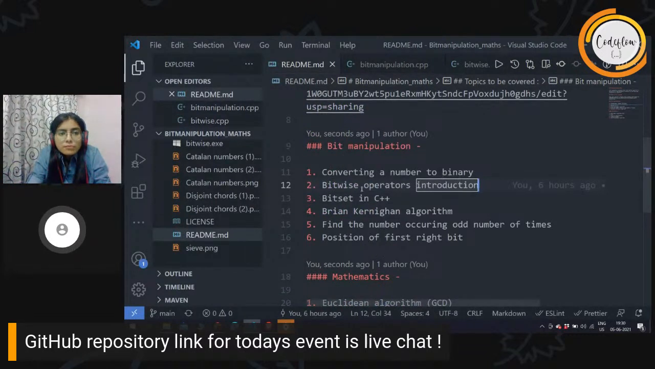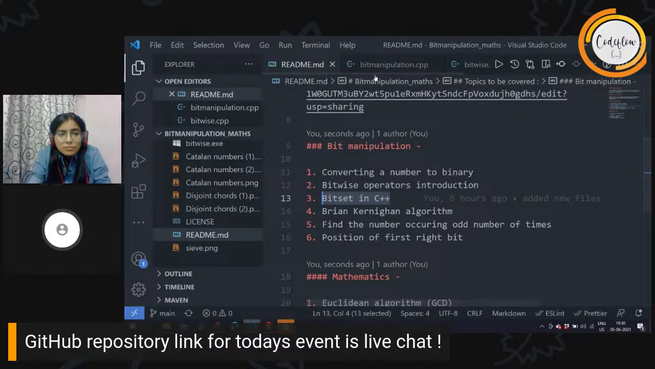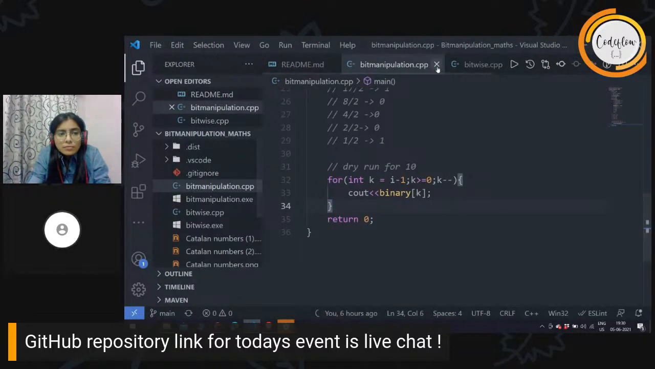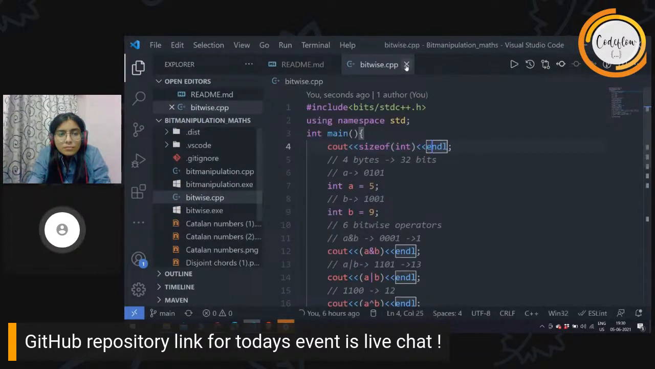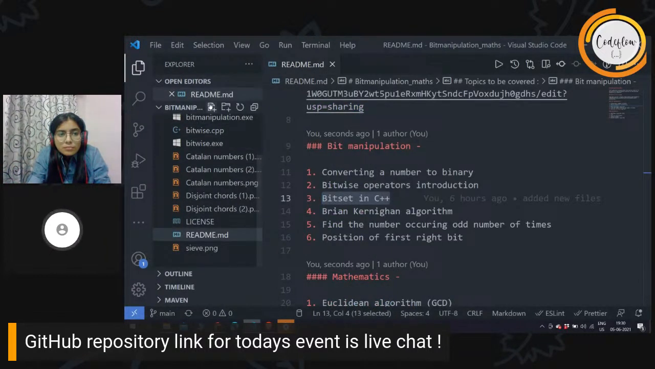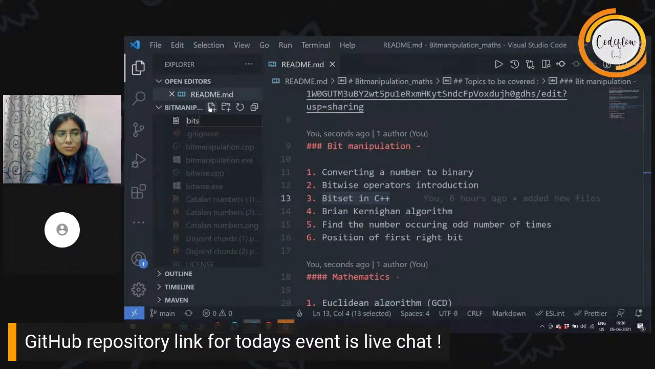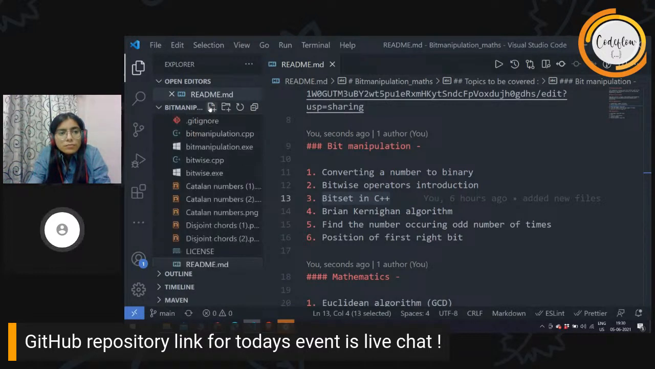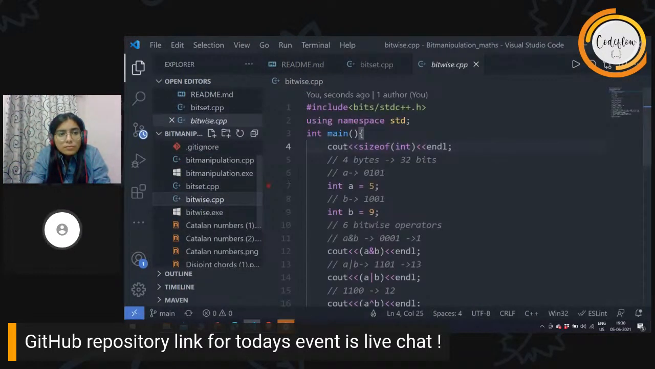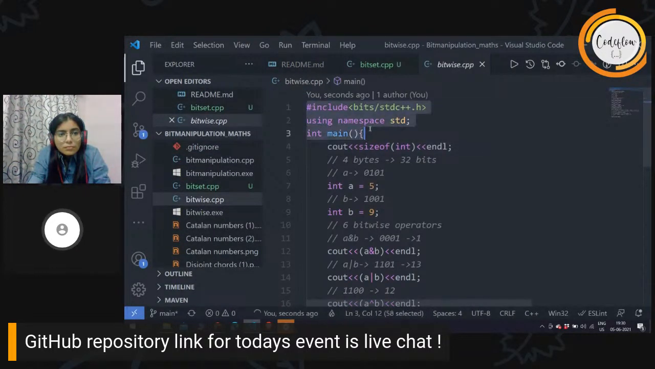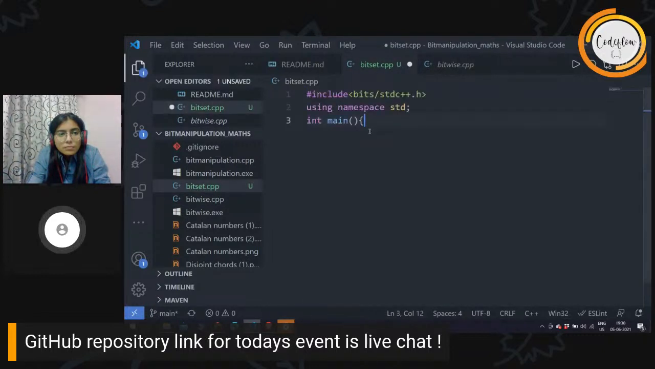Now we have done the first two things. Now the third thing, which is a really cool thing in C++, which I really like. For those of you who don't primarily code in C++, this is a really huge benefit that C++ has for us, which is the use of Bitset.